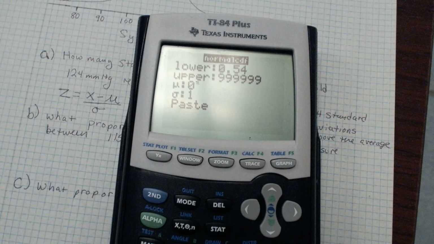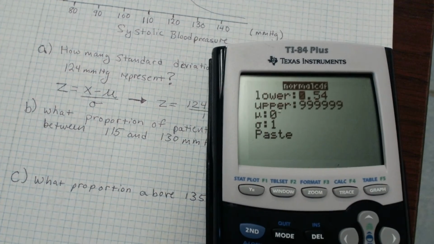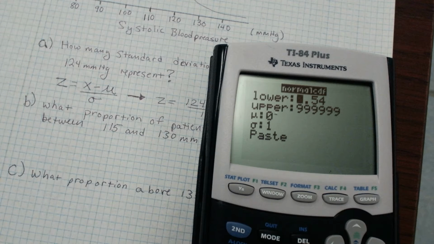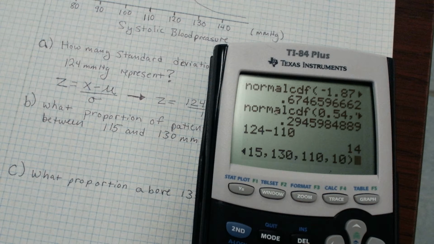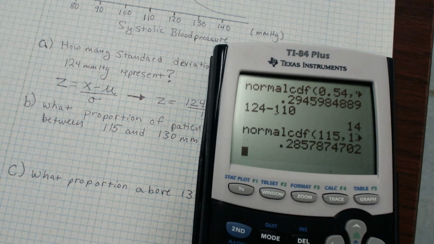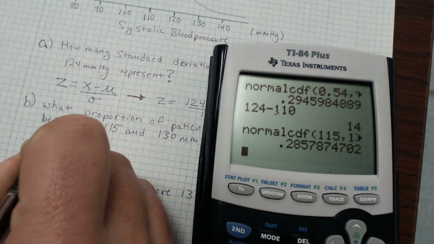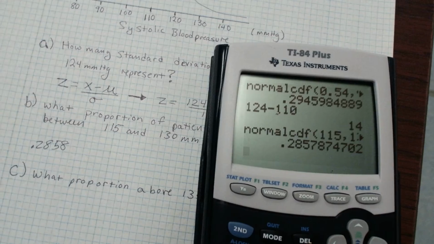Now your lower bound in this case, as we said, was 115, and our upper bound was 130. It is important here that we change our mean and our standard deviation to the mean and standard deviation of the problem. If you don't do that, then your answer will be wrong. So lower bound is 115, upper bound is 130, and you type in the summary statistics for this situation. Then we can just simply paste this into the formula, and it gives us an answer of about 0.2858. So what does that mean?